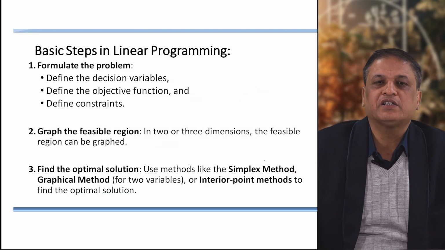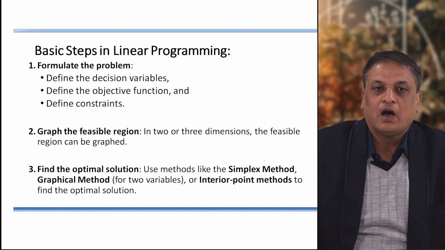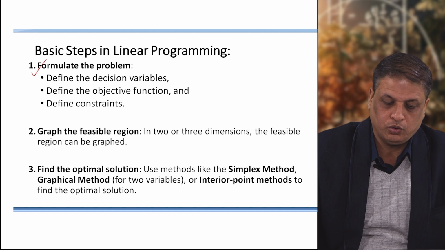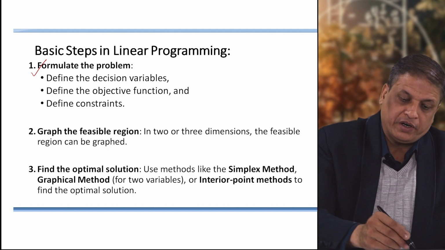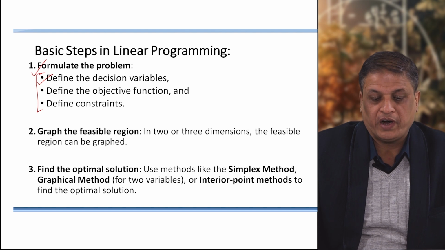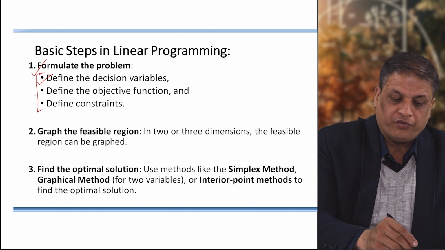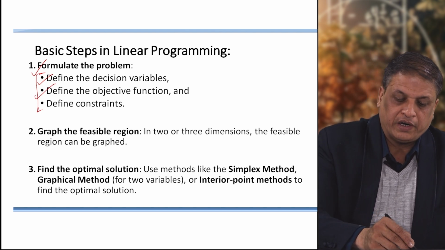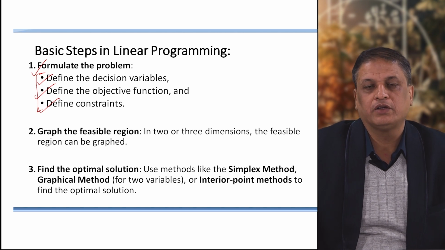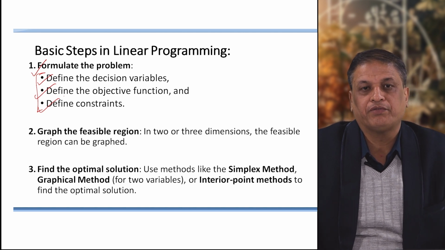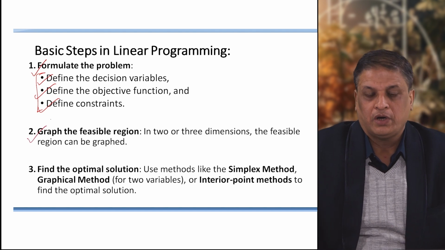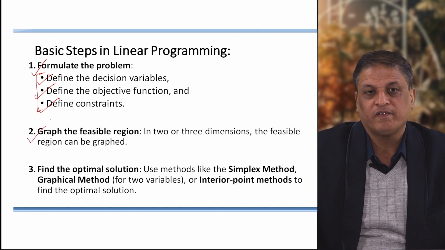So, the basic steps of linear programming are to formulate the problem. The first and foremost important step is to formulate the problem, wherein there are three sub-steps: define the decision variables, define the objective function and define the constraints. Based on the definition of the decision variables, and identification of the objective function and constraints, you are supposed to draw the graph and identify the feasible region.